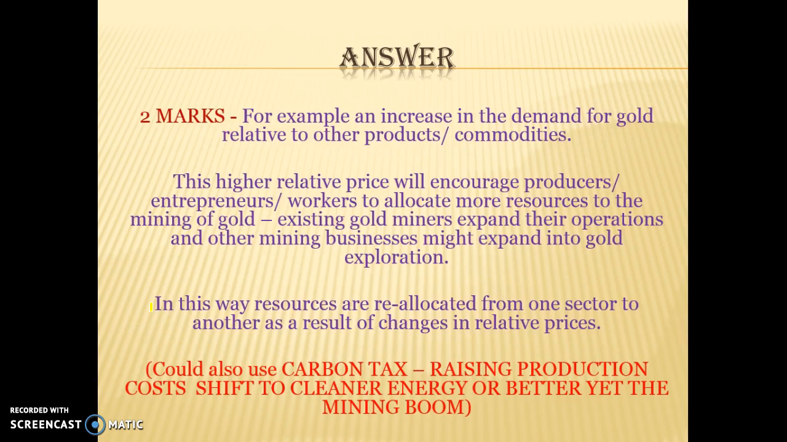For an example. For example, an increase in demand for gold relative to other commodities. Basically the same thing. The higher relative price will encourage producers, workers, entrepreneurs to allocate more resources to the mining of gold. Existing gold miners expand their operations. Other mining businesses might expand into gold. In this way, resources are reallocated from one sector to another as a result of a change in relative prices. You're showing how resources are being reallocated.